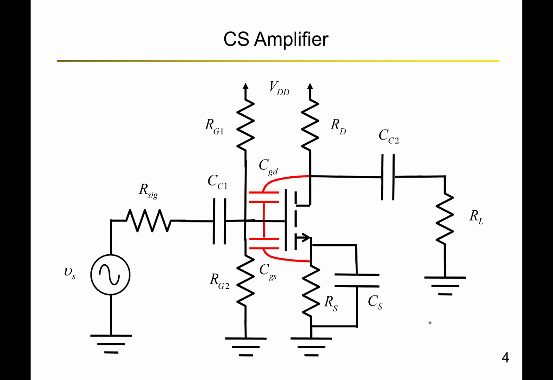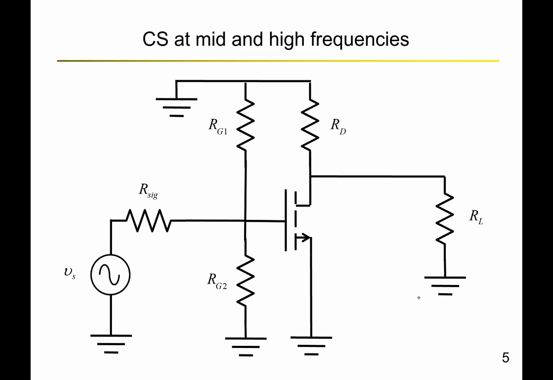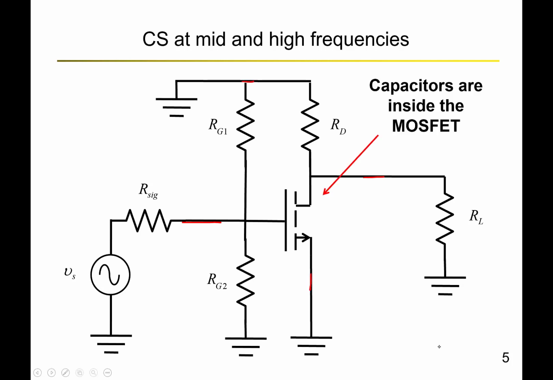So at high frequencies, where these two capacitances will start to matter, we have to short circuit other large capacitances, which means CC1, CC2, and CS should be short circuited. And because we will do AC analysis, we will put the VDD to ground, which gives us this circuit. Note that CC1, CC2, and CS are shorted, and the VDD is set to ground. Now, we have to analyze the capacitors that are inside the MOSFET.